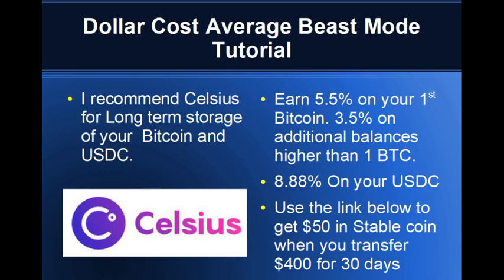But you earn 5.5% interest on your first Bitcoin. So anything under 1 Bitcoin, you're going to earn 5.5% interest. And then 3.5% on additional balances higher than 1 Bitcoin. So if you have more than 1 Bitcoin, you're still going to get 5.5% on your first Bitcoin, but you're going to get 3.5% on anything higher than 1 Bitcoin. So you'll get a blended rate, and that'll fluctuate depending on how much Bitcoin that you have above that first Bitcoin.